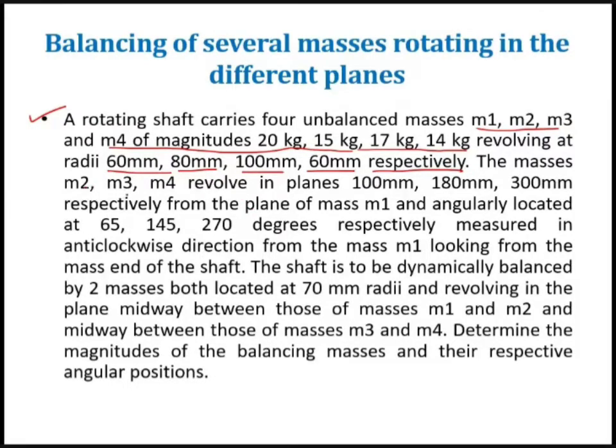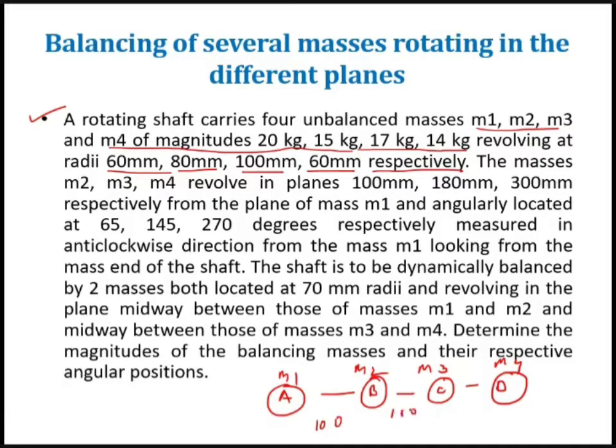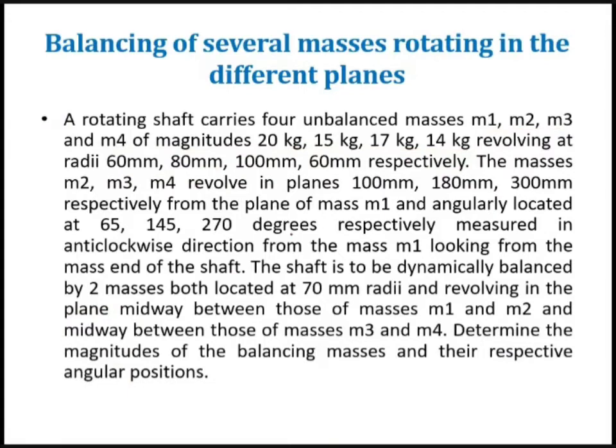The masses M2, M3, M4 revolve in planes 100 mm, 180 mm and 300 mm respectively from the plane of the mass M1. So this is a problem based on several masses rotating in different planes. From this problem statement we understand that, let us say A is the plane of M1, then plane B, plane C and plane D are the planes in which masses M2, M3 and M4 rotate, and the distances are given as 100 mm, then 180 mm, and this total distance they have given as 300 mm. So the distances from the plane of mass M1 are given. Okay, you have to understand this.